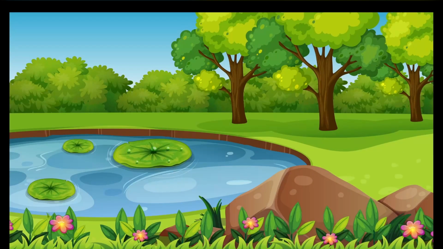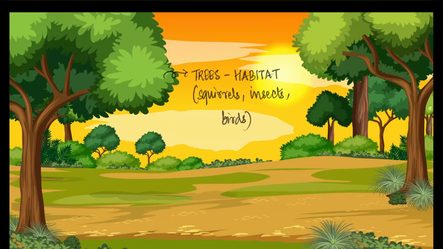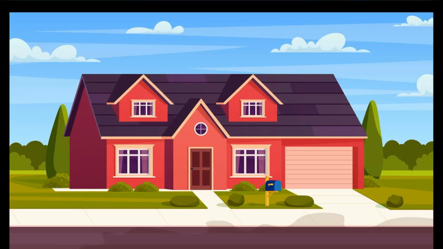So, if you take an example, we see here fishes and aquatic plants. Where do we find them? We find them in ponds. So, ponds are the habitat for fishes and aquatic plants. Similarly, we see that a tree is a habitat for birds, squirrels, and insects. And when you think about it, our houses are also habitats for us.